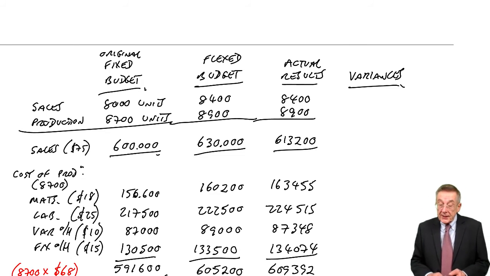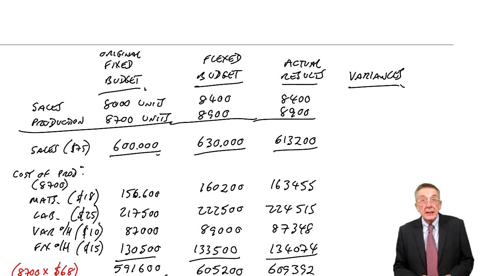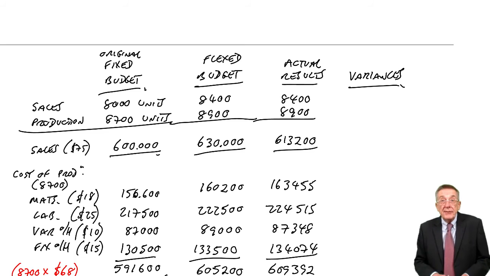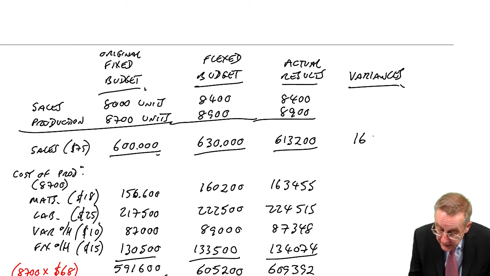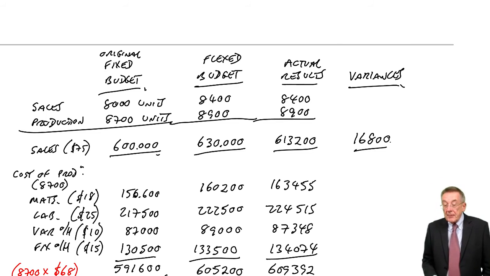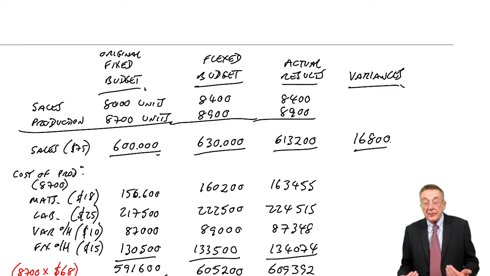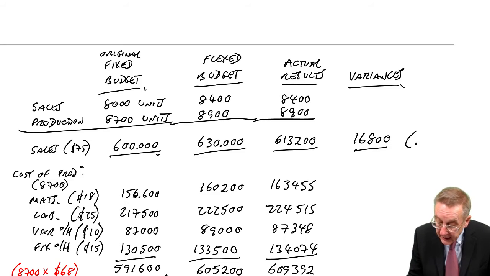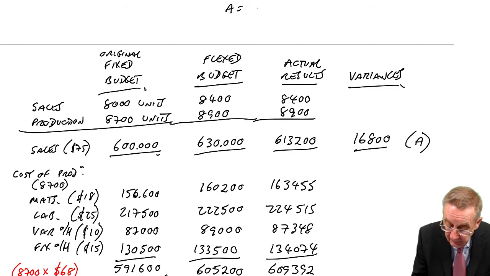Sales, we should have got 630,000. We only got 613,200. We must have sold at less than $75 a unit, and it's lost us the difference of 16,800. Because it's lost us money, that on its own would mean less profit. And so we write against it A for adverse. A stands for adverse and means less profit.